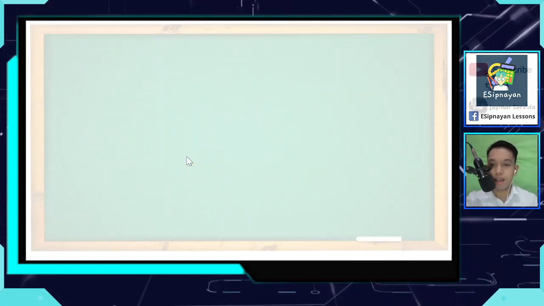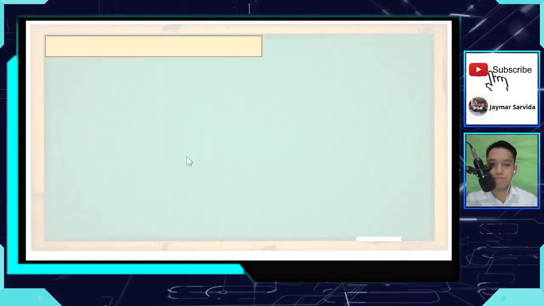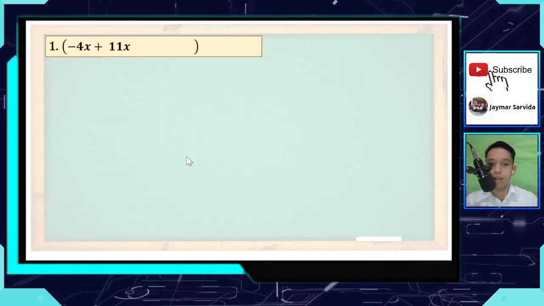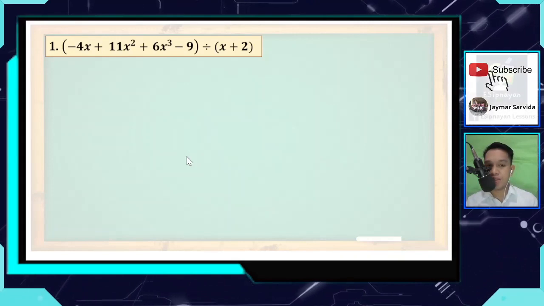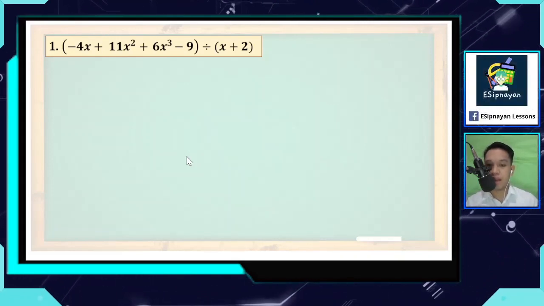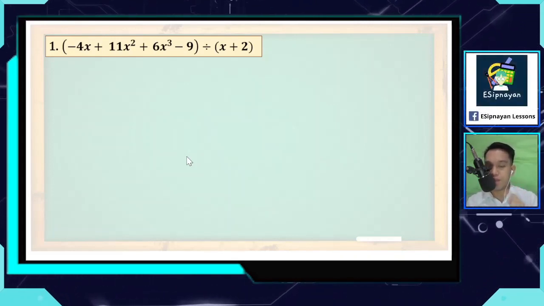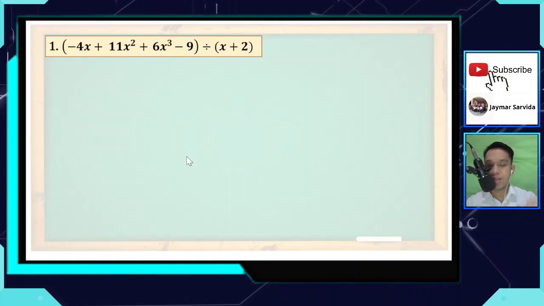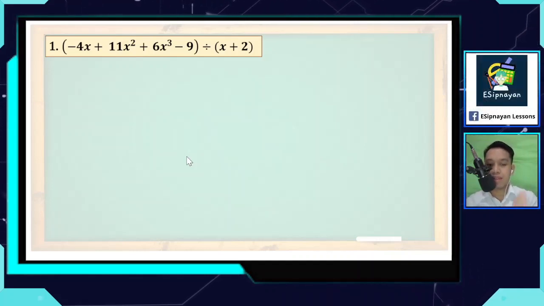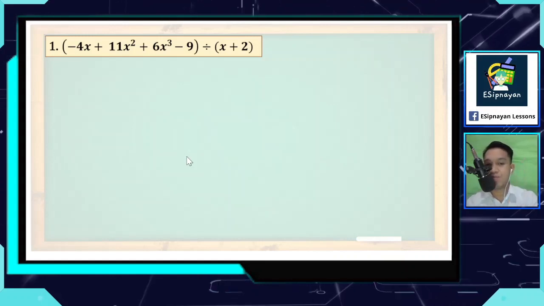Okay, so let's have example number 1. Negative 4x plus 11x squared plus 6x cubed minus 9 divided by x plus 2. It is very important that you must arrange both the dividend and the divisor in descending powers of x. Meaning, i-arrange mo sila in its standard form. Okay? So dapat naka-standard form both yung ating dividend and divisor.